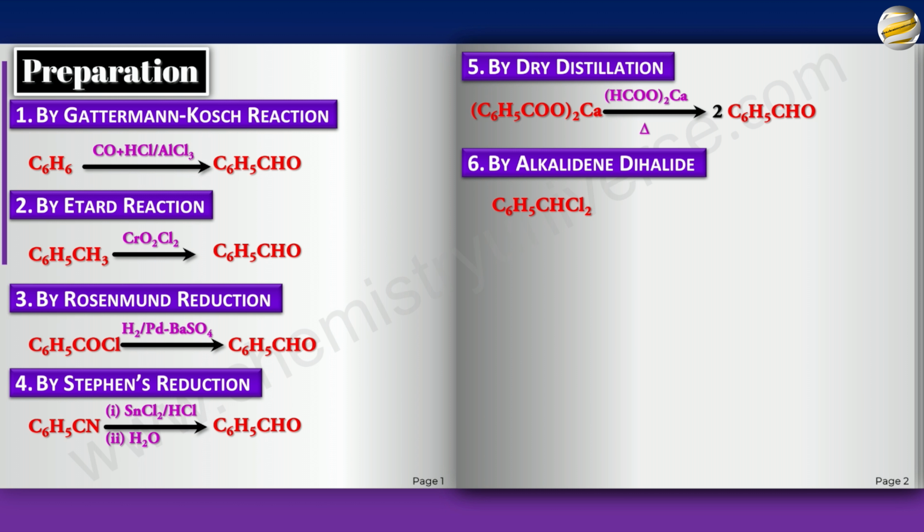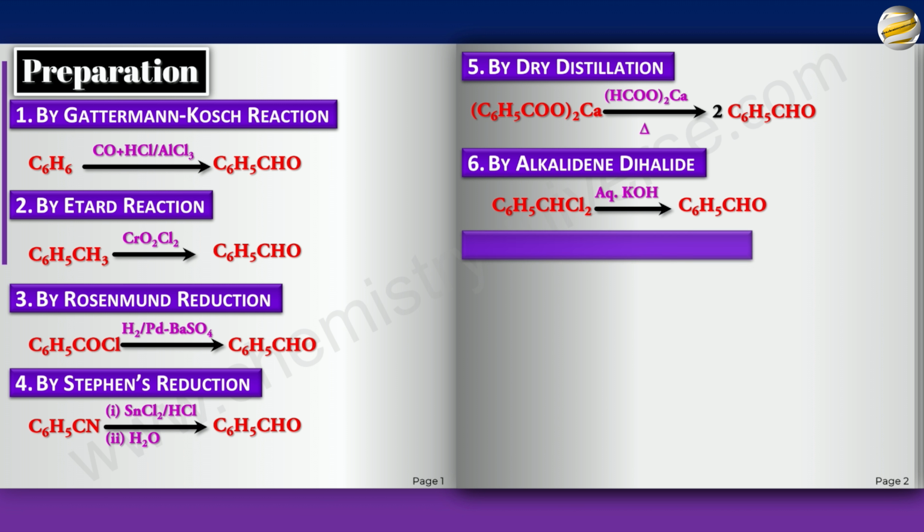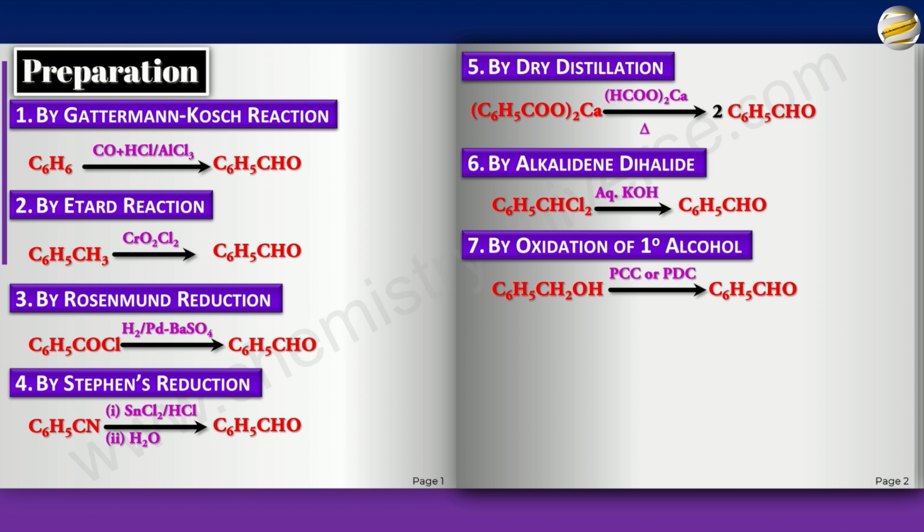You just have to prepare this. This is alkylidene dihalide. Alkylidene dihalide means geminal dihalide, okay? And you do the hydrolysis of this with aqueous KOH, 2 OH replace the Cl, the 2 OH are not stable, they release water, and you get benzaldehyde. Then we've already also done mild oxidation of primary alcohols. We use PCC, PDC and so on, and you got benzaldehyde.